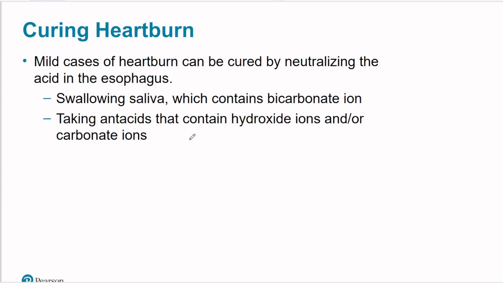Okay, and so if you swallow saliva, that can also help because it contains the bicarbonate ion, which is a base, which can neutralize our acids. So we'll talk about what acids and bases are and how we neutralize those in this chapter.